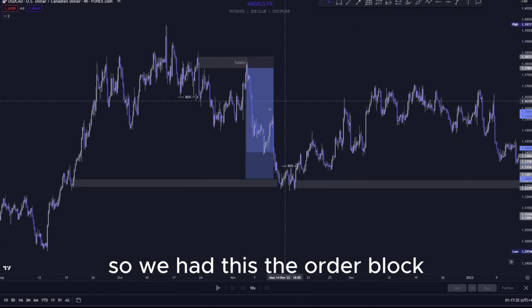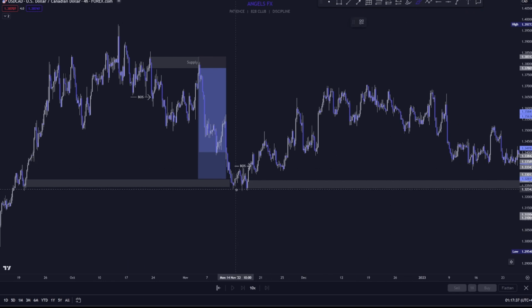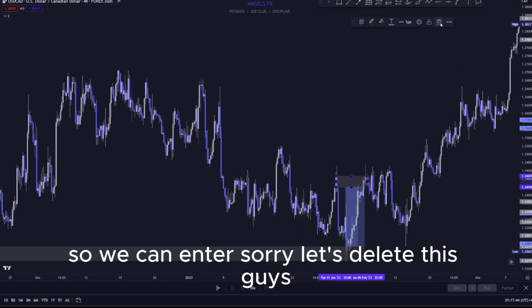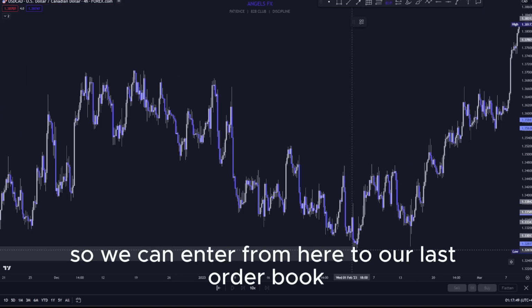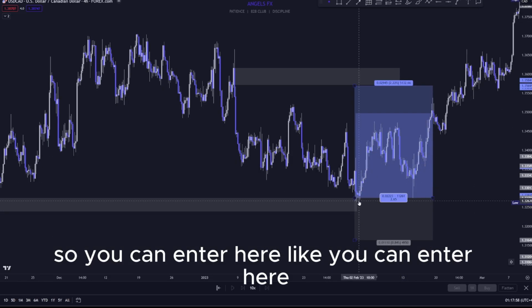So we had this deep order block, and after it touched our order block, price gave us a nice reaction. So we can enter from here to our last order block. So this is our order block. You can enter here, like you can enter here.